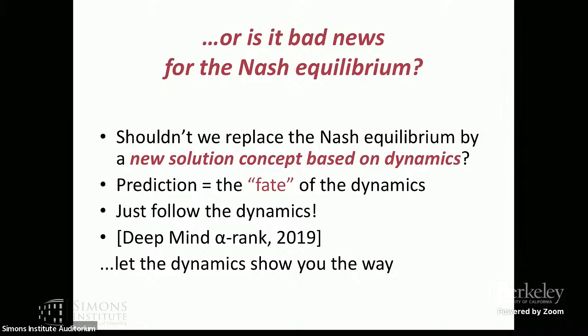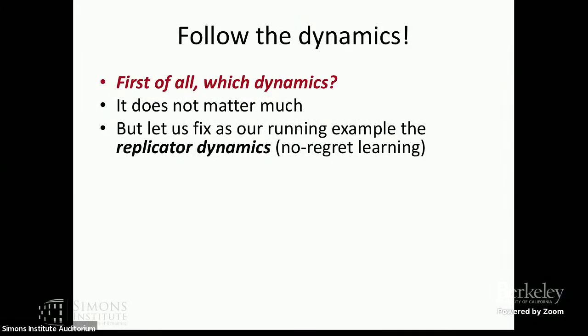They don't look for an equilibrium. So the question is which dynamics. It does not matter much, but let us fix as a running example the replicator dynamics, no regret learning, the continuous part of no regret learning.